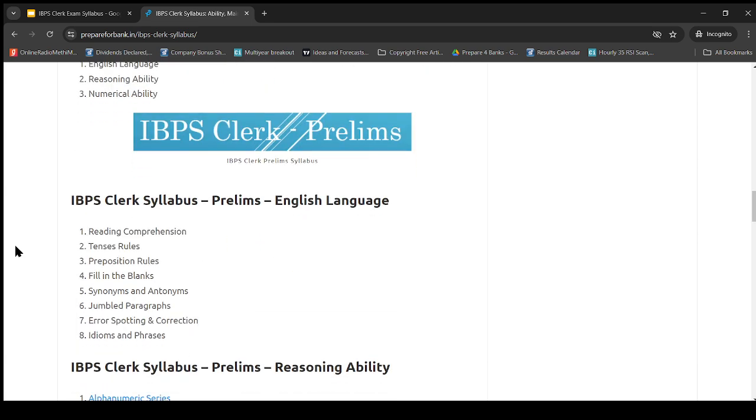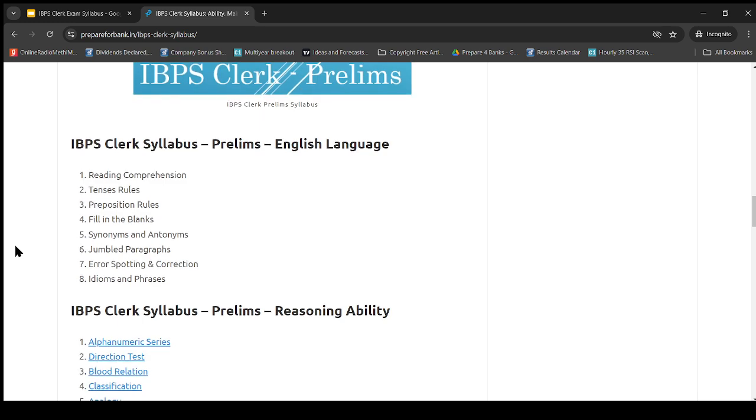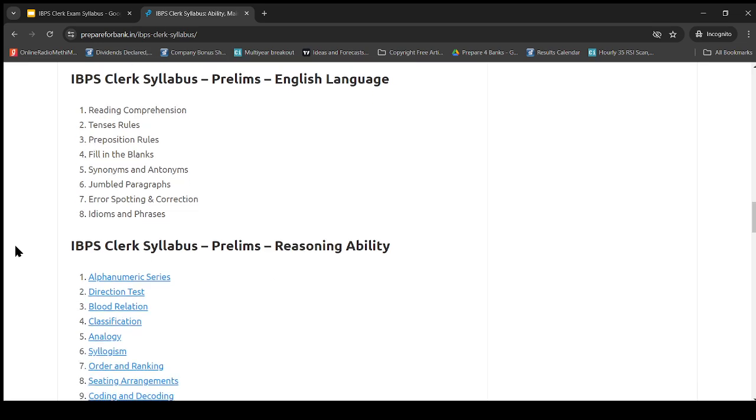In the English section, we will be looking at reading comprehension and rules of English grammar, that is tense, preposition, then fill in the blanks, synonyms, antonyms, jumbled paragraph, error spotting and correction, and idioms and phrases. These are the things that we must learn for the English language, and we should be prepared to answer these questions in the preliminary exam for IBPS Clerk.